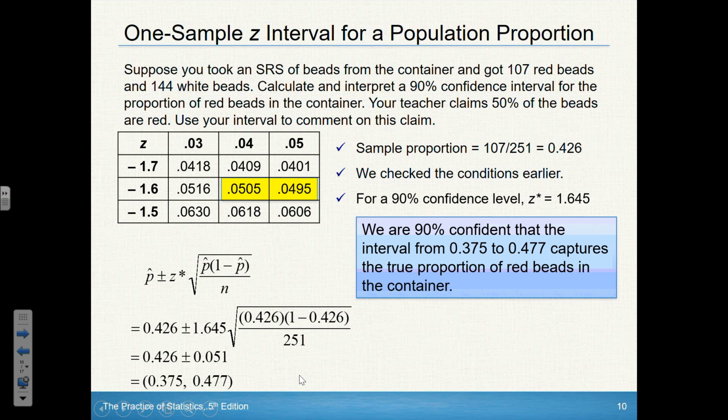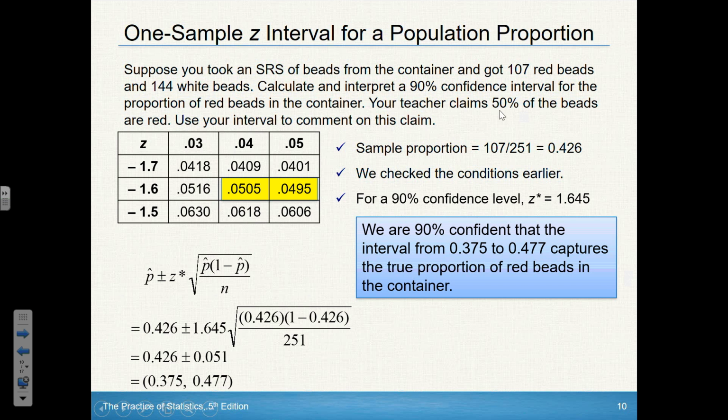If we were to interpret this confidence interval, we would say we are 90% confident that the interval from 0.375 to 0.477 captures the true proportion of red beans in the container. Not 100% of the time will it contain it, 90% of the time.